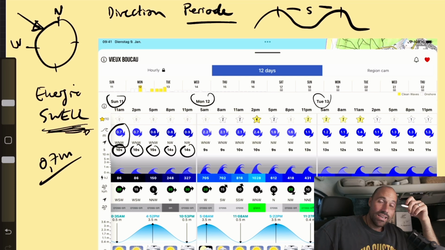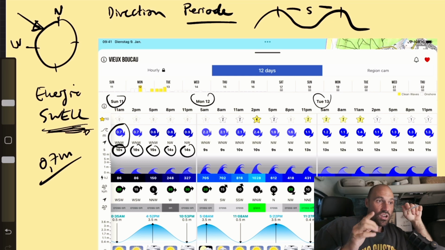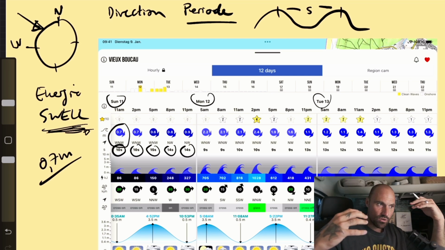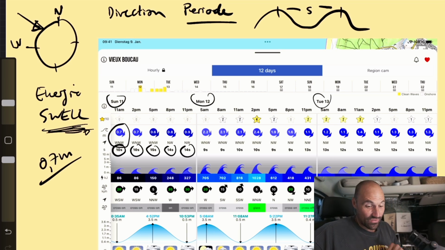Everything around 10 seconds we call the ground swell, because there's good energy in there. There's enough distance between each wave. To wait 10 seconds until the next wave comes is really good. Even higher is even better, and it means more power in the water. If you go, for example, to Holland, usually you have a forecast from 5 seconds.